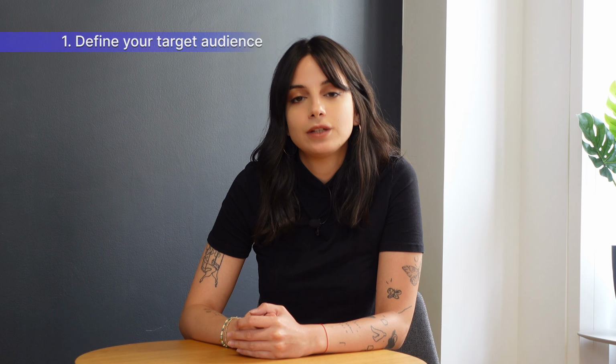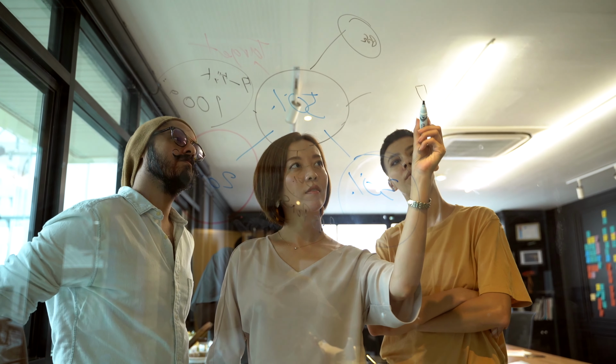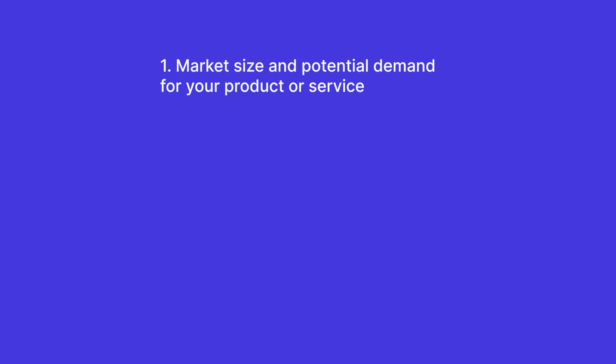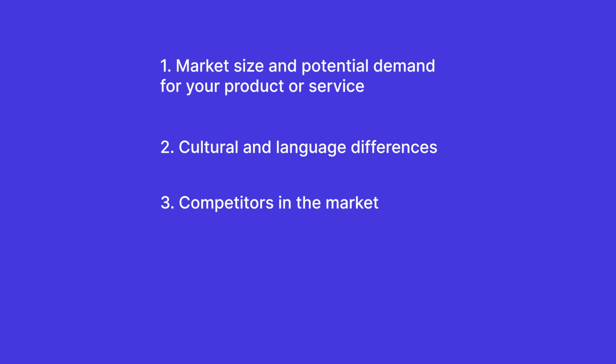Step 1. Define your target audience. Before you start localizing your content, you need to first define your target audience. To make a decision, consider factors such as market size and potential demand for your product or service, cultural and language differences, competitors in the market, regulatory barriers, and legal requirements. Once you identify your target audience, get to know them better by understanding their needs, preferences, and habits.